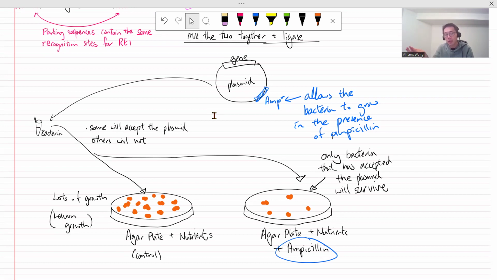And again, how do we know they are the ones with the plasmid? Well, they survive. The only way for them to survive is because they have the ampicillin resistant gene that comes with the plasmid, right?